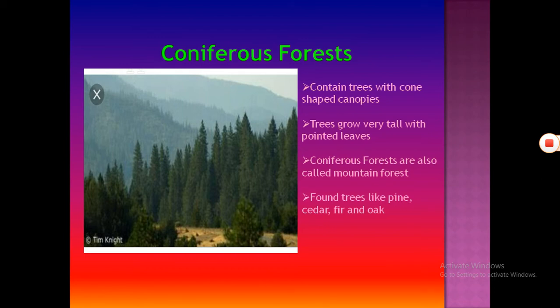Children, listen once again. Coniferous forests contain trees with cone-shaped canopies. The trees grow very tall with pointed leaves. They are mostly found at high altitudes. Altitude means the place above the sea level. They are also called mountain forest. In India, coniferous forests are found in the higher slopes of the Himalayas and the Nilgiris.